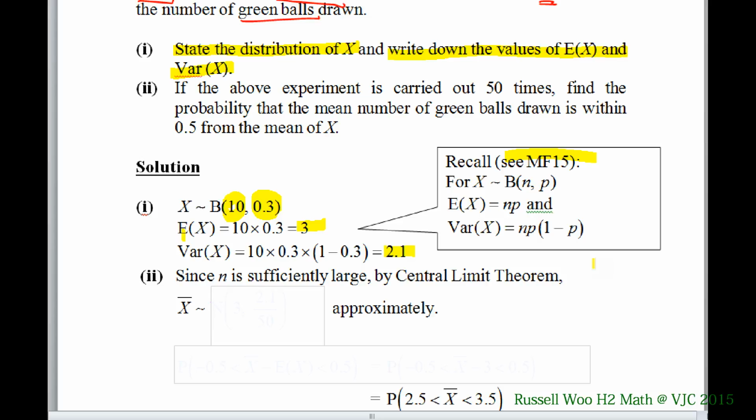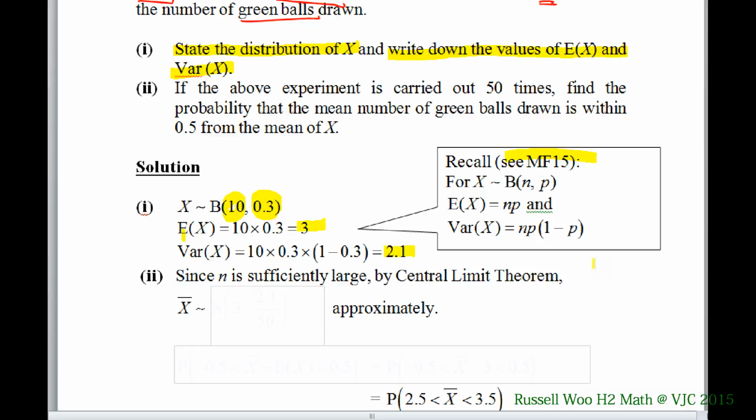One experiment consists of picking 10 balls. So you do 50 times. Okay? So that's very clear. This 50 times referring to one experiment consists of drawing the balls 10 times. So you do 50 times 10, basically.